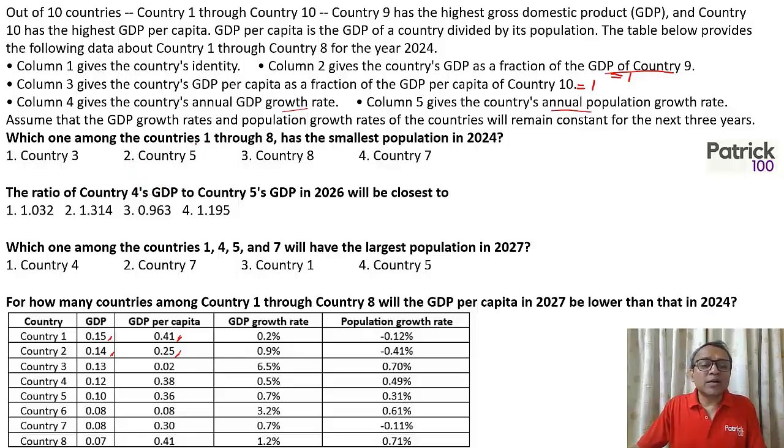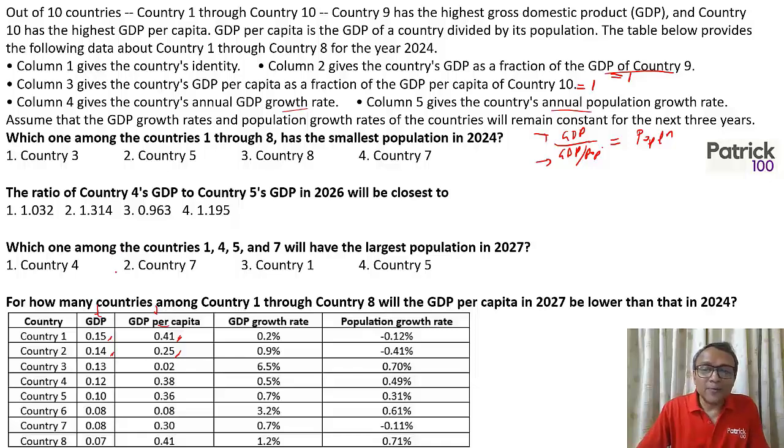Which one among countries 1 to 8 has the smallest population? Where is population given? The only place population is given is here, GDP per capita, GDP per population. Now if you notice, if I divide GDP by GDP per capita, the GDP will get cancelled and I get population. That means if I want population, I have to divide GDP by GDP per capita. So I divide the second column by the third column, then I get the population.